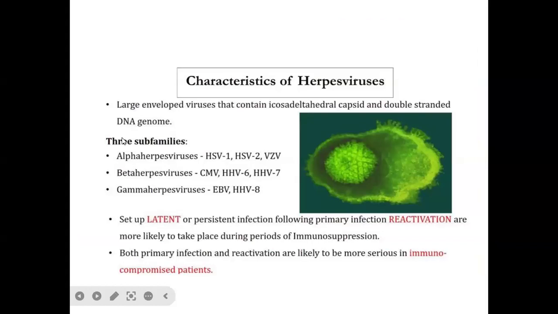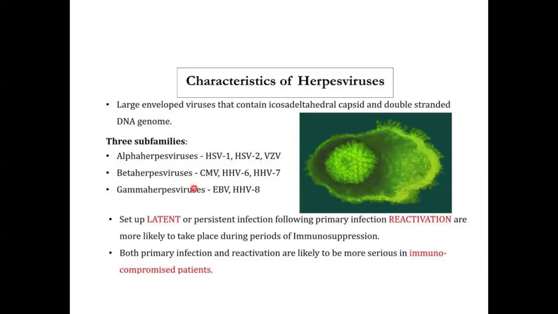So herpes viruses are large enveloped viruses that contain an isodeltahedral capsid and a double-stranded DNA genome. There are three main subfamilies. We have alpha herpes virus, beta herpes virus, and gamma herpes virus. So alpha, we have herpes 1 and 2. So it's called HSV, herpes simplex virus 1, herpes simplex virus 2, and then varicella zoster virus.